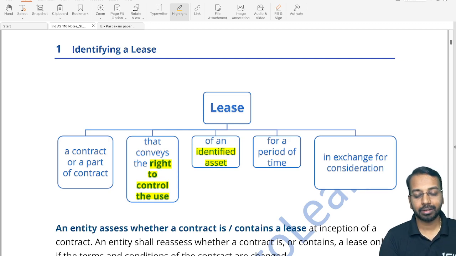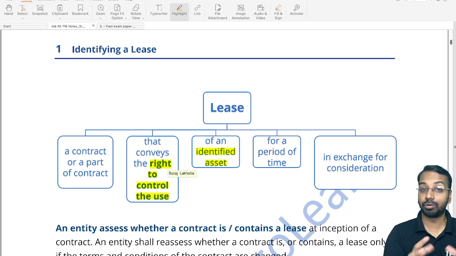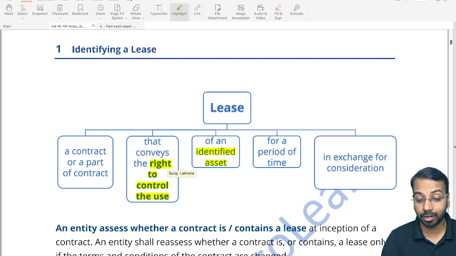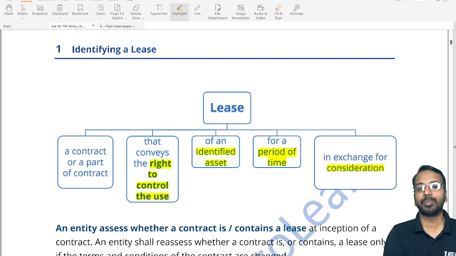So a contract or a part of a contract which gives us the right to control the use, meaning I can decide how to use it, of an identified asset, I know the particular asset, for a period of time. So this is always for a period of time and in exchange for consideration. Consideration means the user will mostly pay money terms, an amount of money monthly, annually, or on a prepaid basis. They will pay that amount to the lessor. So that is the meaning of lease.